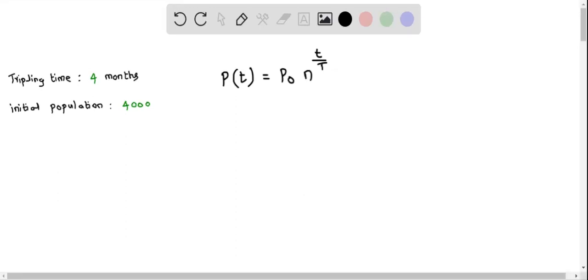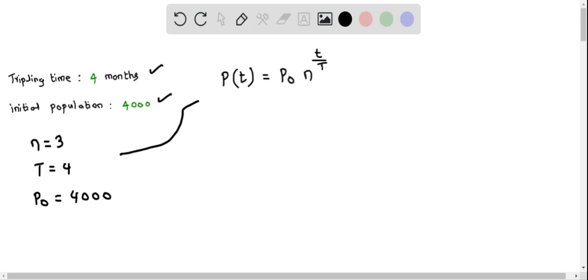Let's write the population model using this exponential form. That is, P of t equals P naught n raised to the power of t by T. So here we are given that the tripling time is 4 months and the initial population is 4,000. So we say that since the tripling time is 4 months, n equals 3, this capital T is 4, and the initial population is 4,000.